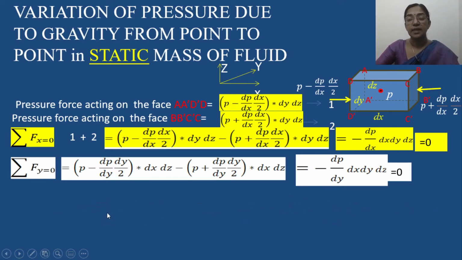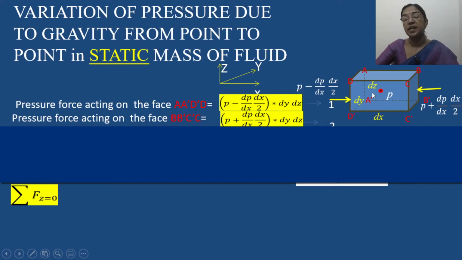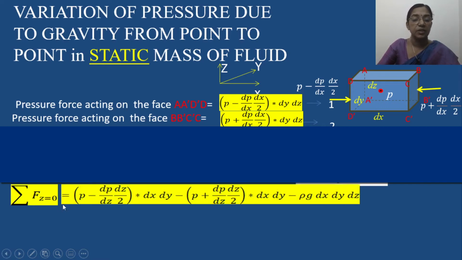Now consider z direction, that is sigma Fz equal to 0. In z direction, in addition to pressure forces, the weight of the fluid element is acting in the downward direction. The weight of the fluid element equals rho g, that is the specific weight, multiplied with the volume of this element, that is dx into dy into dz. So if we are considering sigma Fz equal to 0, we have the pressure forces acting in the opposite direction. So that means P minus dP by dz into dz by 2, in z direction, and we have the area dx into dy.